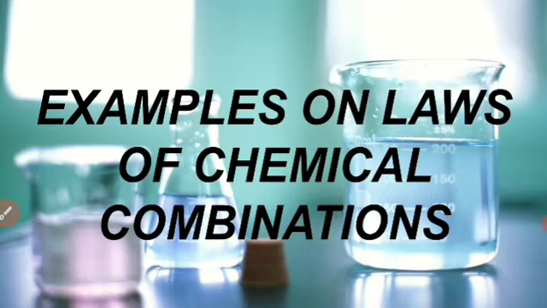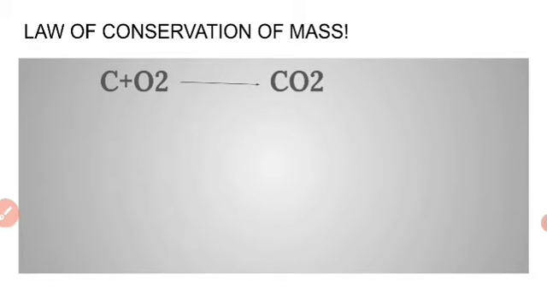In this video we will see some examples on laws of chemical combinations. We know some of the laws of chemical combinations are law of conservation of mass, law of definite proportion, law of multiple proportion, etc. So we will see some examples on these, okay? So let us start.